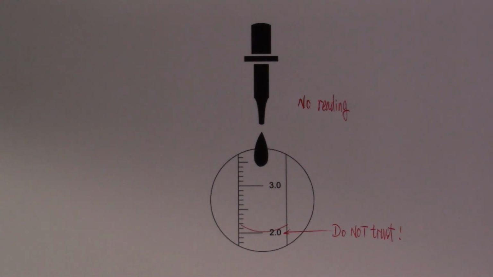But for this experiment, we do not trust the reading of the mark, right? Therefore, it's better to describe it as "add water to the 2 milliliter mark." The bottom of the meniscus of the water should align with the 2 milliliter mark of the 10 milliliter graduated cylinder.